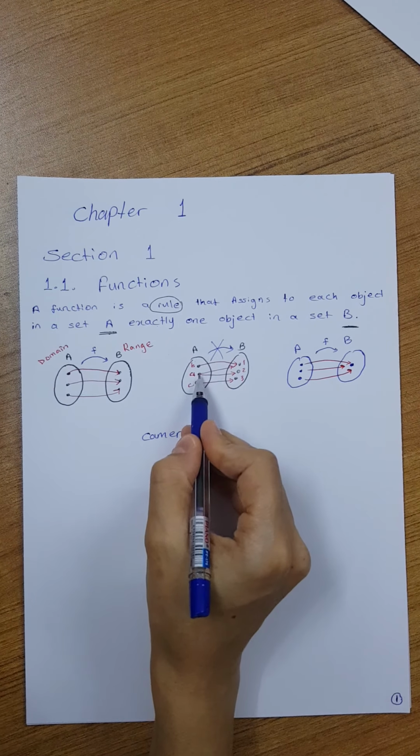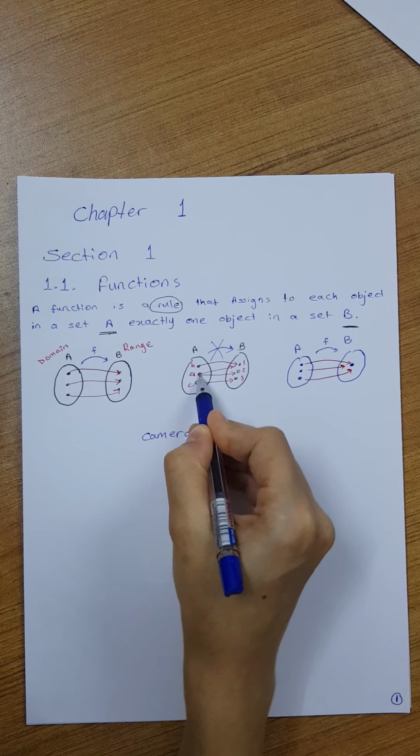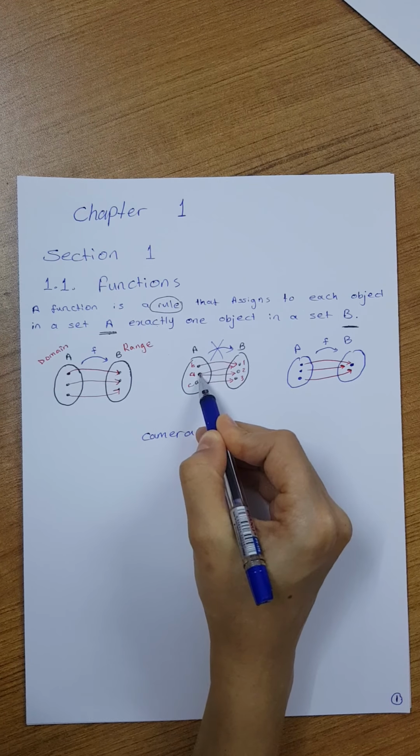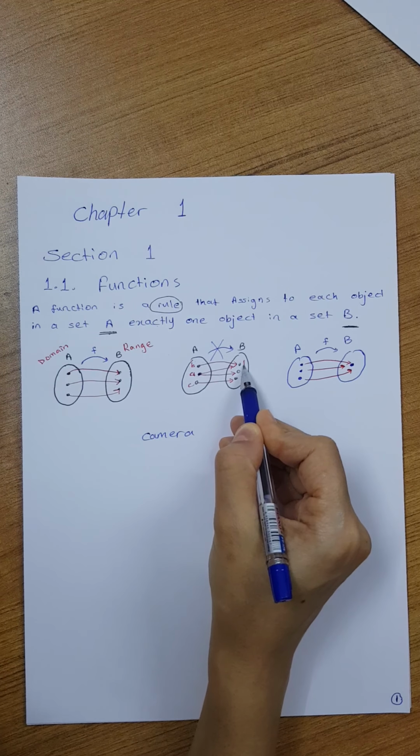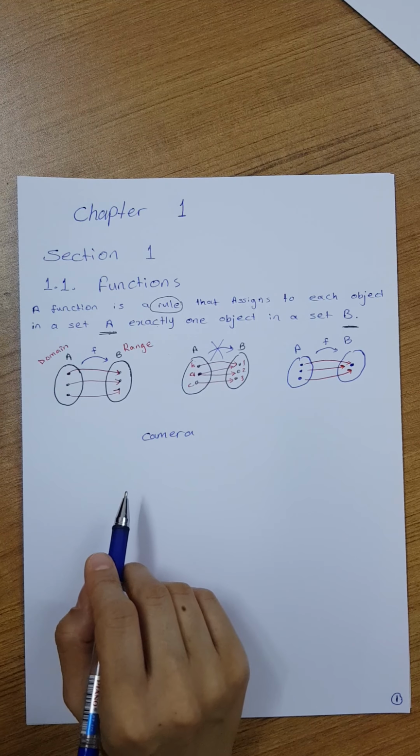But how about this one? If you look at this one, you are taking one photo, and you will have two different images. Can this be possible? No, that one is not possible. So that's why this one is not a function, okay?